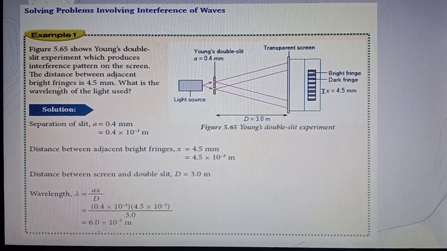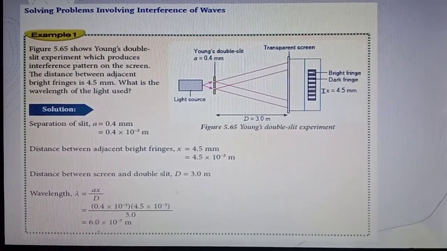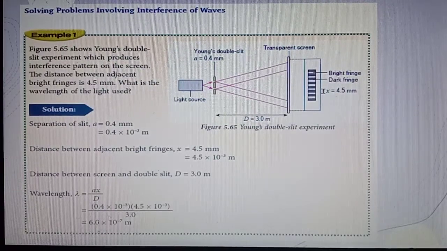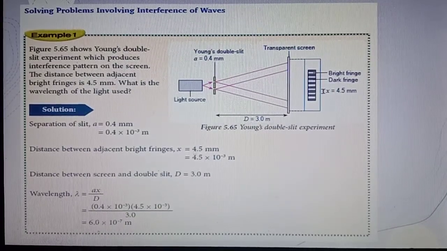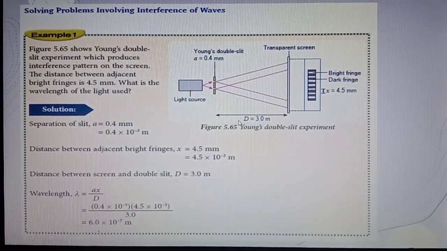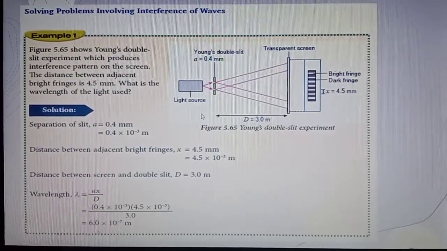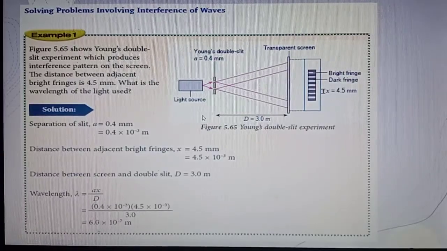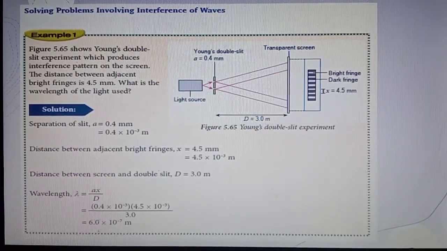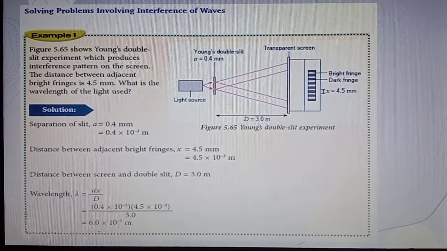So this one is an experiment to determine the wavelength of the light used. Here there is no mention of the color of light. Let's say one color of light. So from here we can calculate and get the value of the wavelength of the light used in this experiment. That's why, as I said before, Young double slit experiment is one experiment that can be used to determine the wavelength of light. Any color that you want to determine, let's say blue, yellow, green.